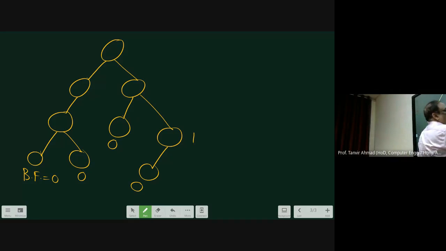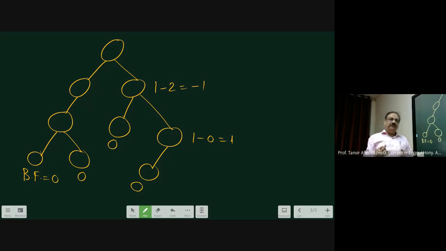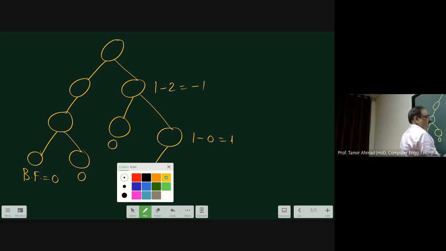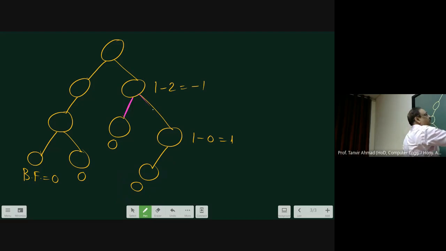Now, let us take this one. This will be 1 minus 0, equal to 1. Height of left is 1, height of right is 0, therefore 1 minus 0. If you take this one, it is 1 minus 2, equal to minus 1. Now you take that from there, the left subtree has height 1 and the right subtree has height 2. Why? Because you know it very well. It is like this: this is 1 and this is 2.